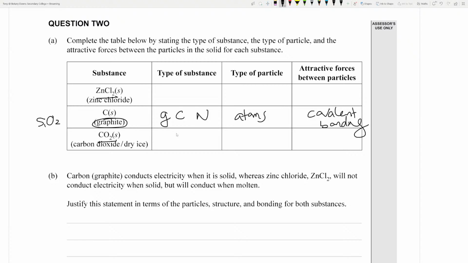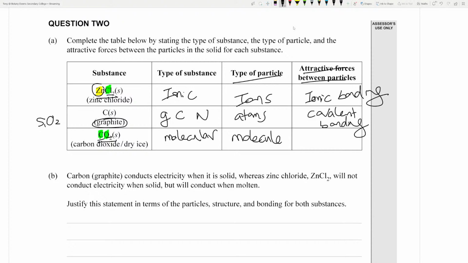So if you look at ZnCl2, the Zn is a metal, and then the Cl is a non-metal, whereas carbon is a non-metal and oxygen is a non-metal. So you've got two different types of substance here. When you've got metal and non-metal, this is ionic. When you have only non-metals, this is molecular. Okay, so that's how you can remember. Type of particles: ions, or molecules. And then the attractive force between particles: this is ionic bonding. And CO2, this is just weak intermolecular forces, or van der Waals attraction, whichever one you want to remember.